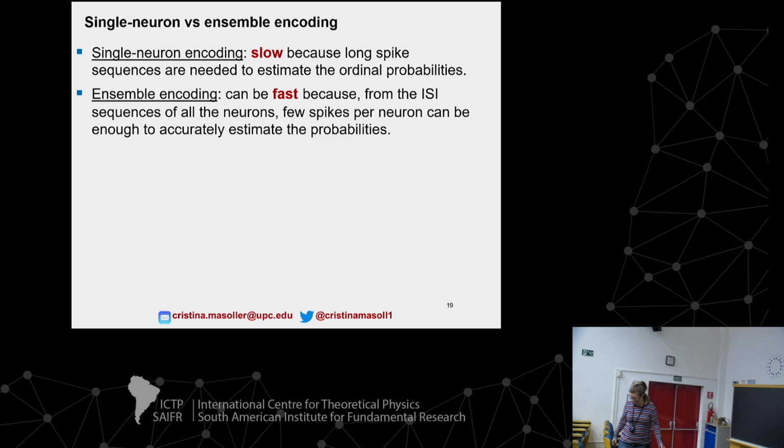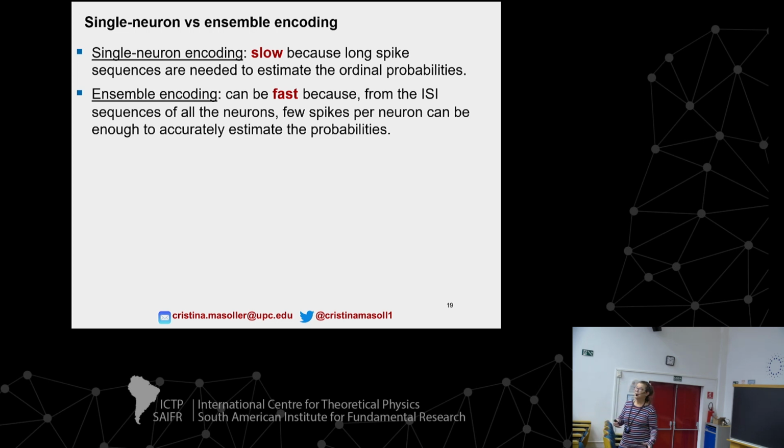Now, another issue is that this type of coding mechanism will be very slow if you use it at the level of a single neuron. Basically, because you have to calculate these probabilities. The dynamics is very noisy, they are very similar, so you really need long time series, long sequences of spikes.